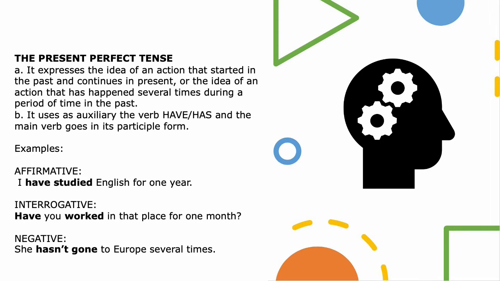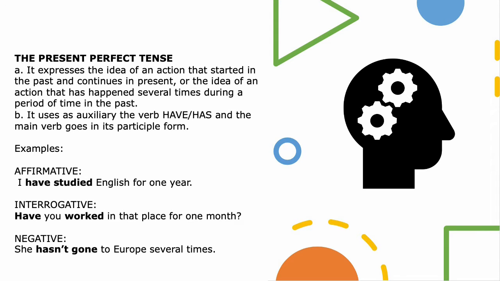Remember, the present perfect expresses the idea of an action that started in the past and continues in the present, or the idea of an action that has happened several times during a period of time in the past. It also uses an auxiliary, which is the verb have, has, and the main verb goes in its participle form.